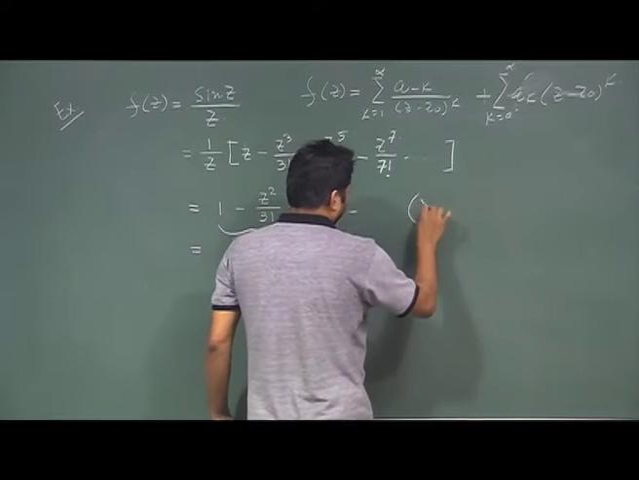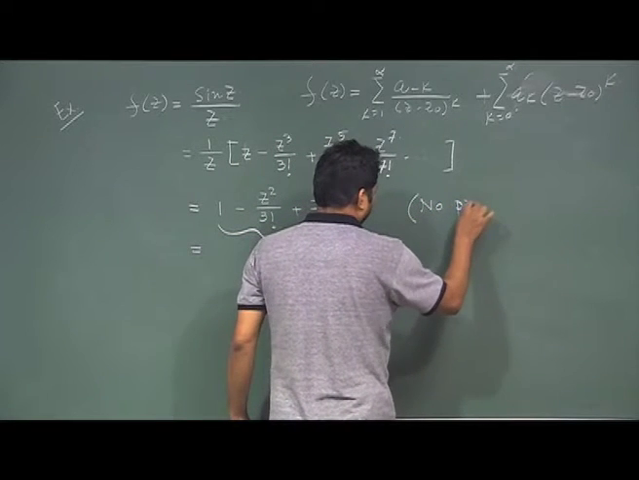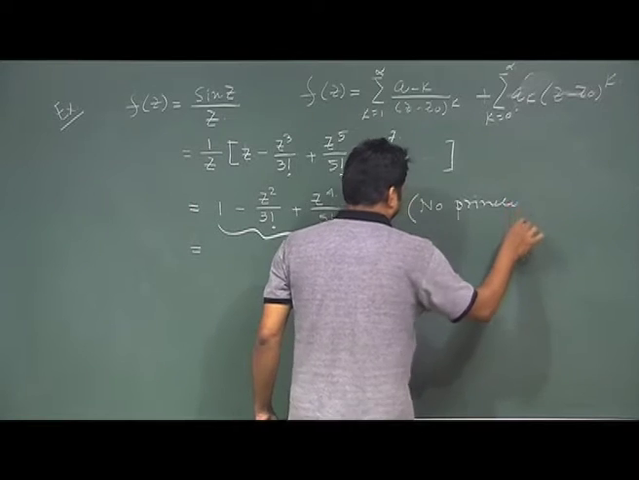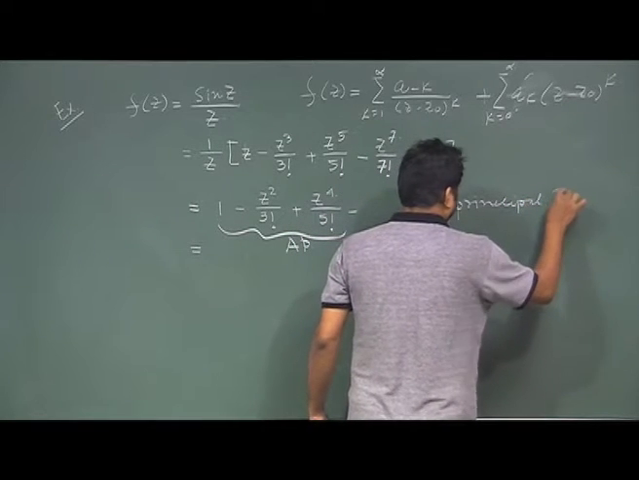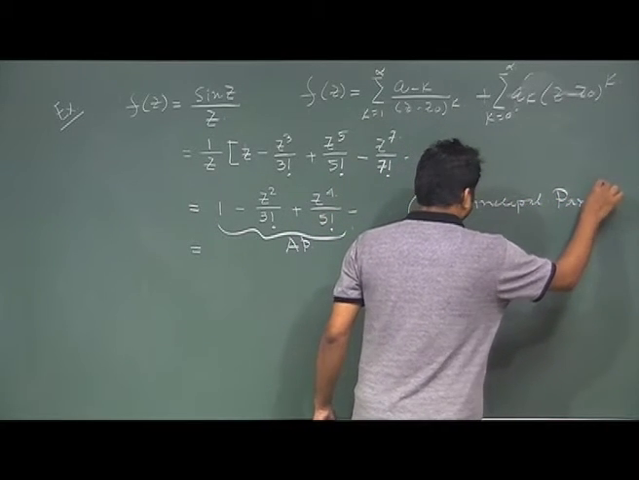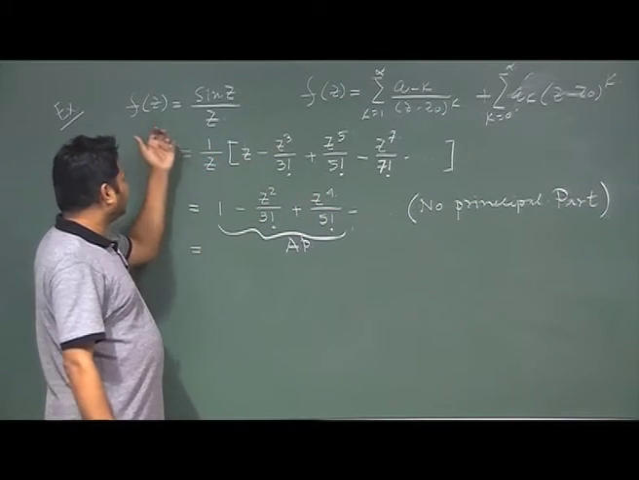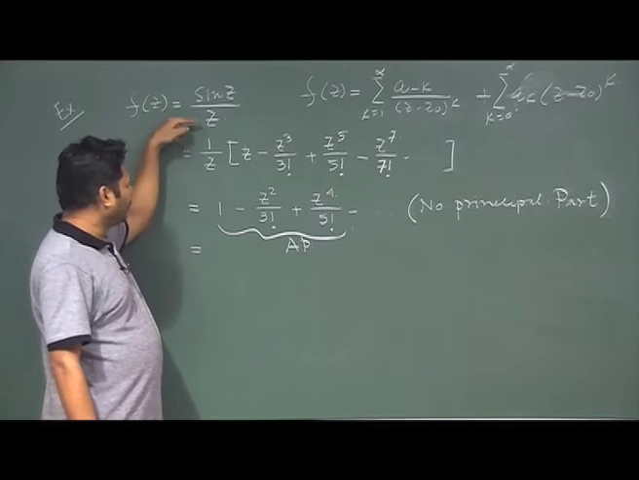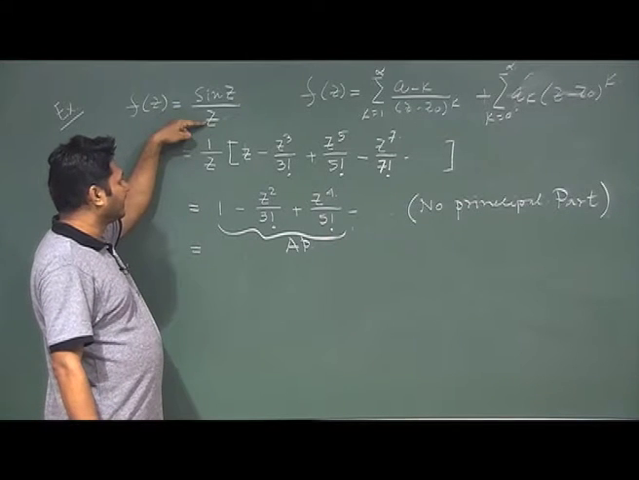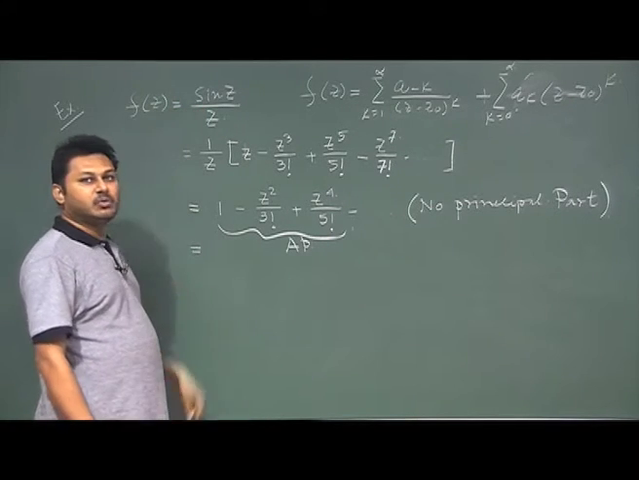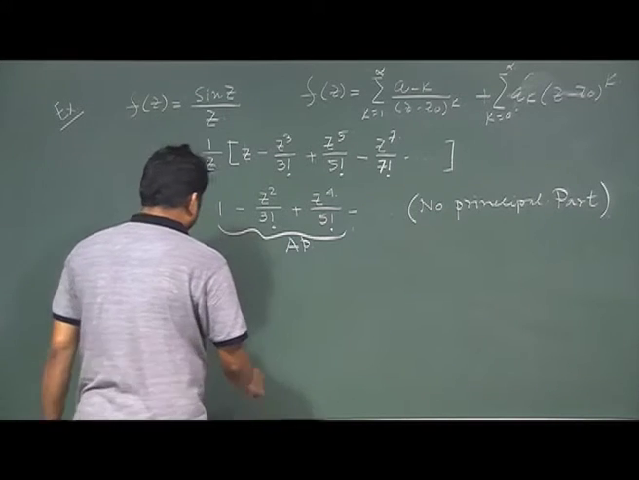So, there is no principal part. If an expansion does not have any principal part, we say this function has a removable singularity. Here we know that z = 0 seems to be a singularity, but this singularity is removable. So, we call it a removable singularity.